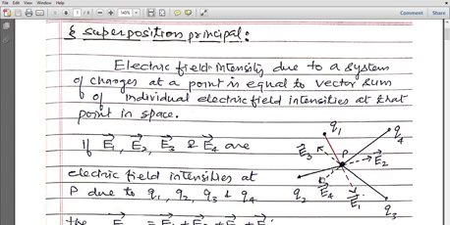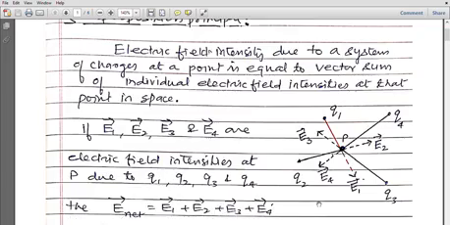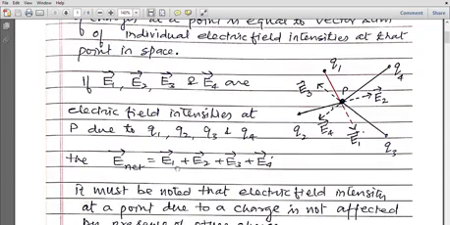Means E1, E2, E3, E4 are the individual electric field intensities, and if you want to find the net electric field, what do we have to do? We have to take their vector addition, and whenever we have to take vector addition we generally use the triangle rule of vector addition or the parallelogram law of vector addition, and we can use the resolution method. We can resolve different vectors into rectangular components and then find the resultant.